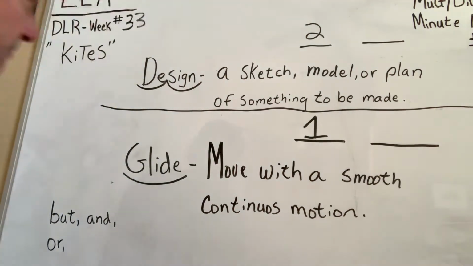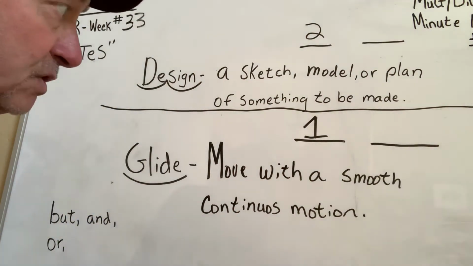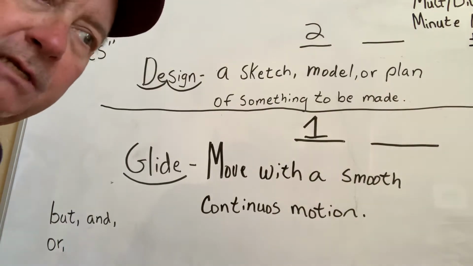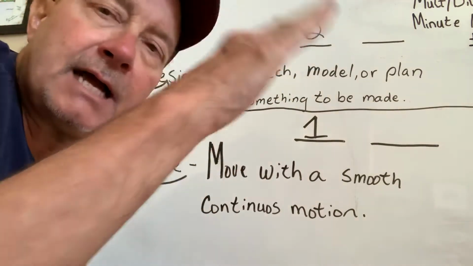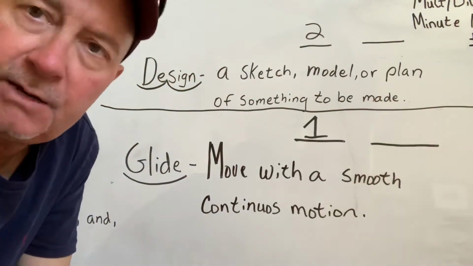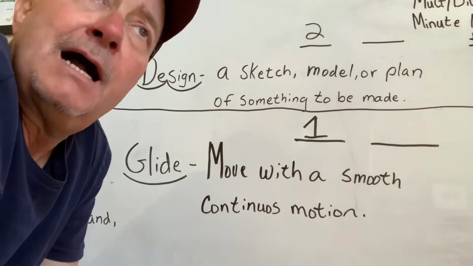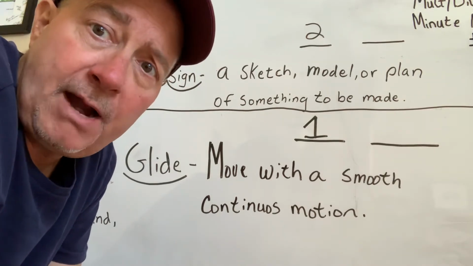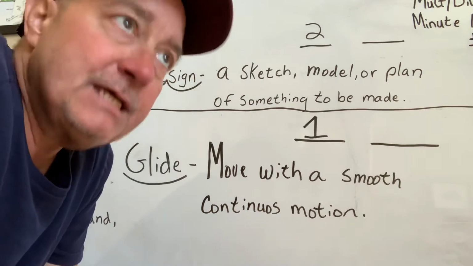Okay, your job is also to tell me what part of speech that is, guys. Second word, glide. Glide simply means move with a smooth, continuous motion. And as you can know, a kite will glide through the air. And like we talked about on Zoom today, the optimum wind speed for a kite is 8 to 20 miles per hour.